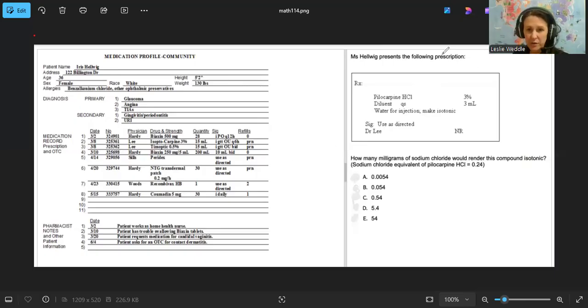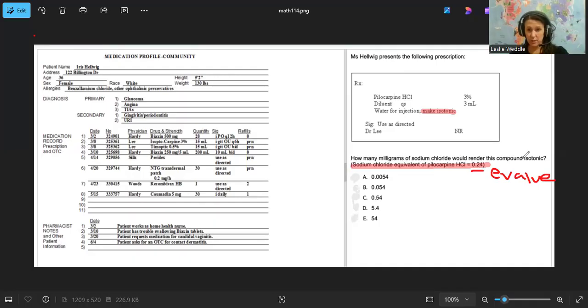So this is an e-value question. How do we know it's e-value? Well, words like make isotonic tells you it's probably an eye drop or it could be an injection. I can't really tell. But here, sodium chloride equivalent is otherwise known as the e-value. So if they give you that, obviously this is going to be an e-value type math problem. So let's read the question.